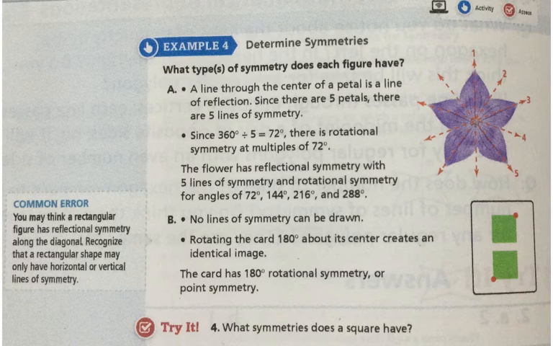Okay, here. We want to know what type of symmetry each figure has. So right now we're looking for rotational symmetry and reflectional symmetry. When you look at that flower, let's first look for the reflectional symmetry. How many lines of reflection can I draw? Well, is it a regular shape? Are all the sides the same length? No.